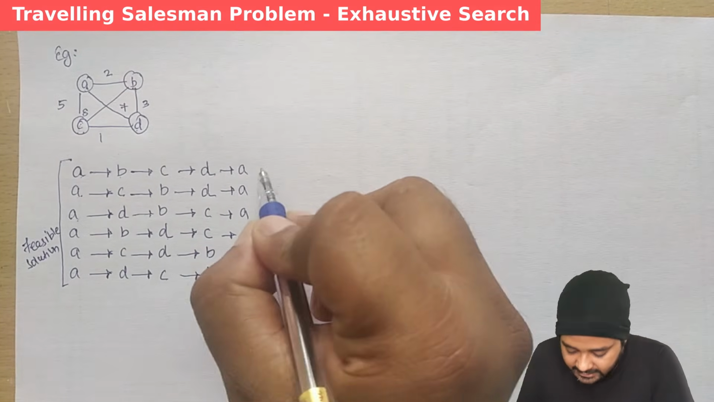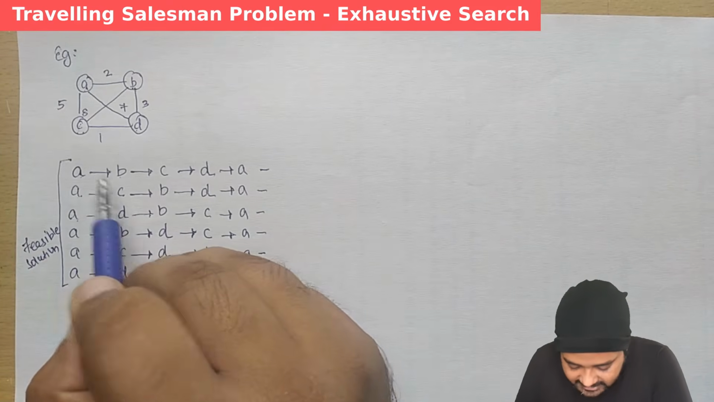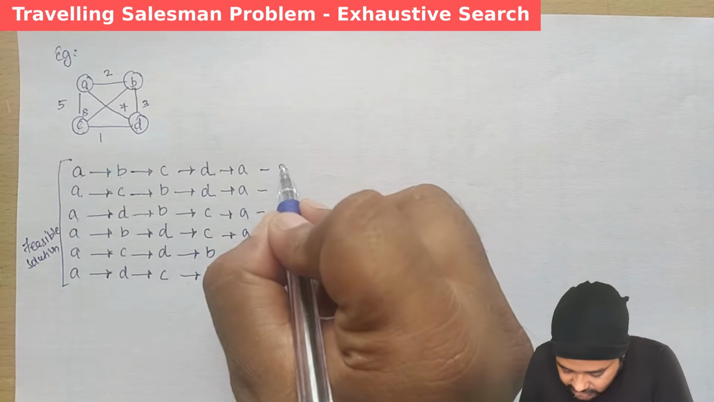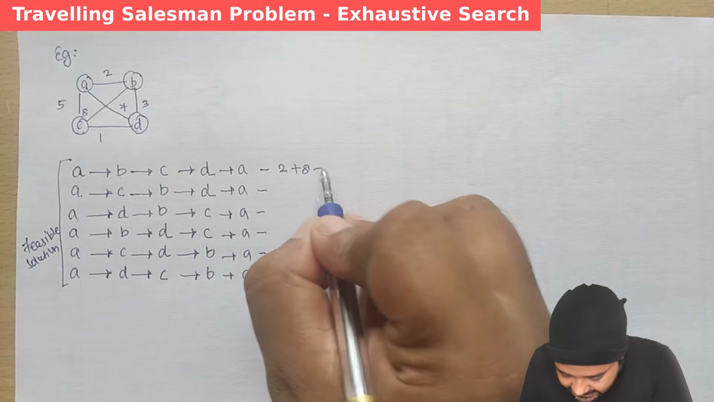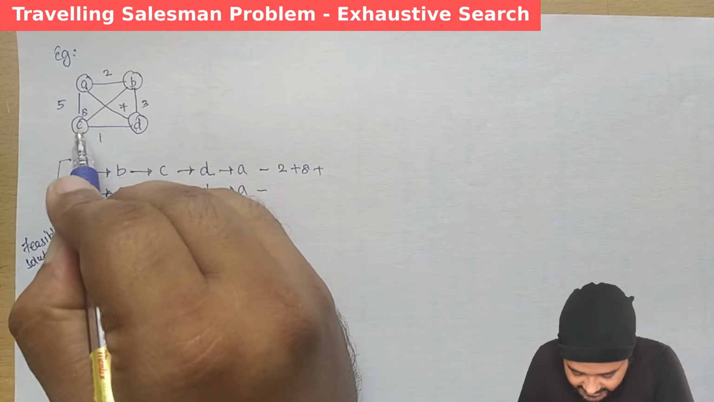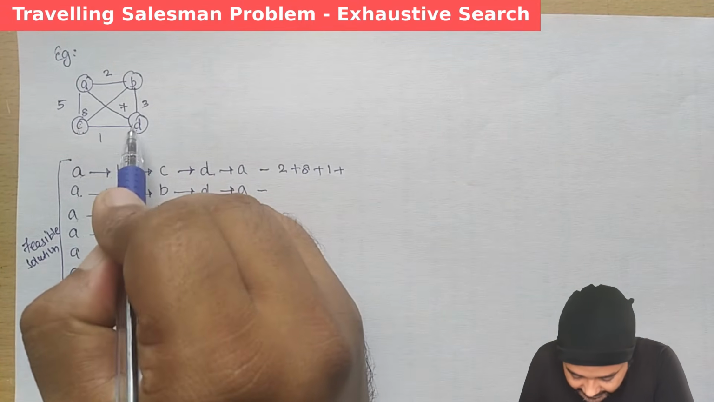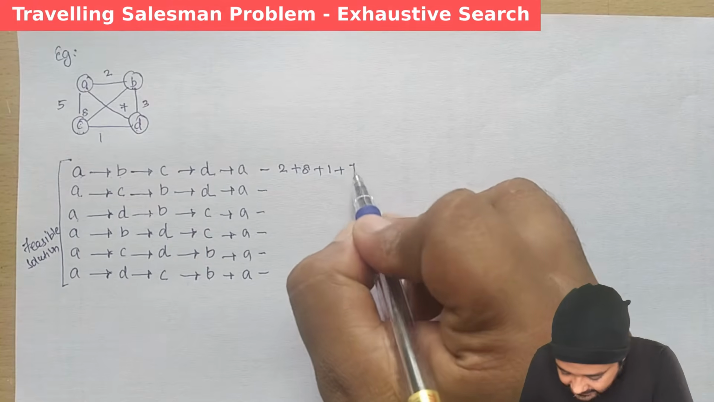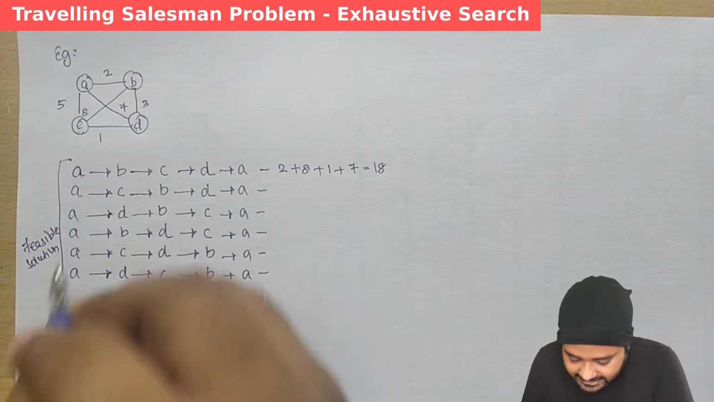For example, here I have to calculate the path from A to B. What is the path? A to B the path is 2, plus B to C. B to C the path is 8, and then C to D. C to D the path is 1, and then D to A. D to A the path is 7. So I just have to sum it up. Here it is 18, so I'm marking it as 18.